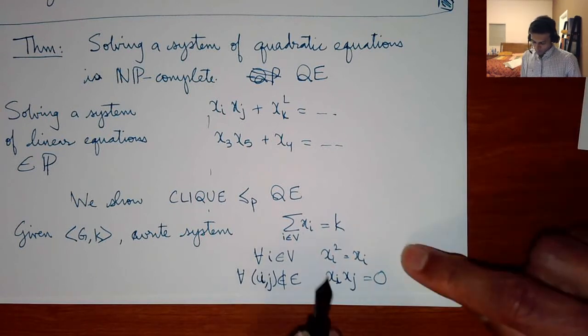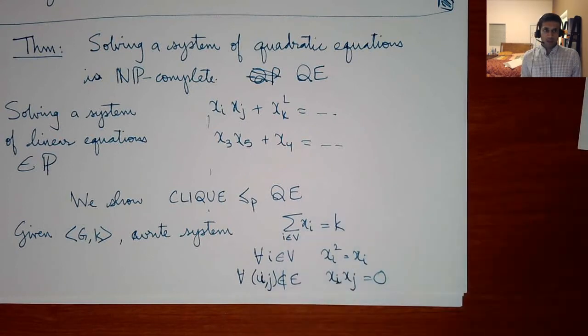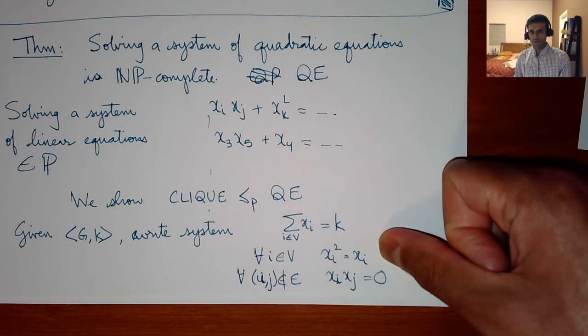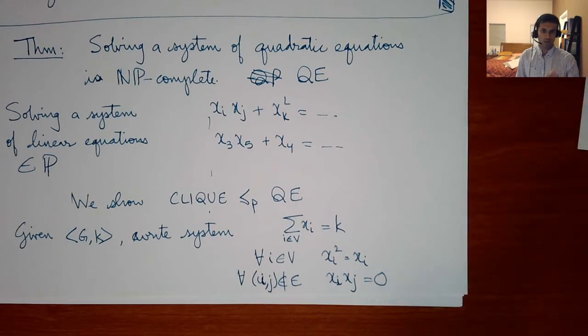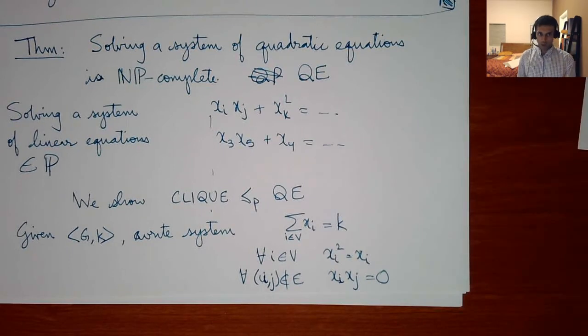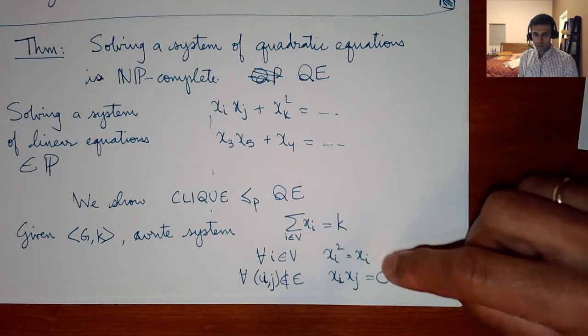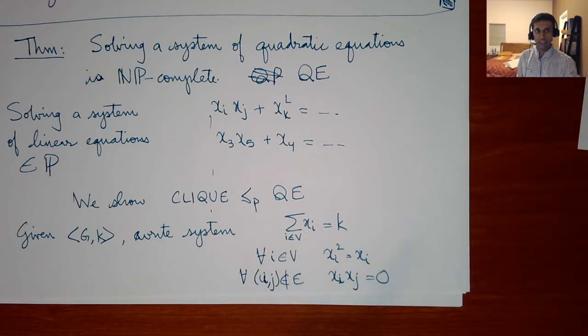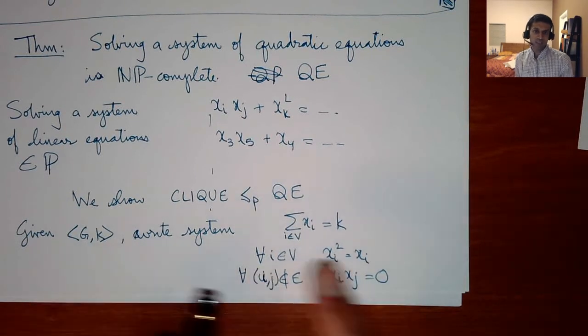So what happens? This condition, xi squared equals xi, is sort of the heart of it. This forces xi to be either 1 or 0. So if you have any solution for the system of equations, xi has to be either 1 or 0. This says that you need to choose k vertices that are going to be 1s. This equation says that if two vertices don't have an edge between them, you cannot make both of them 1. You can only make one of them 1. So if you have a solution, that solution is a clique. And if you have a clique, you can easily come up with the solution.